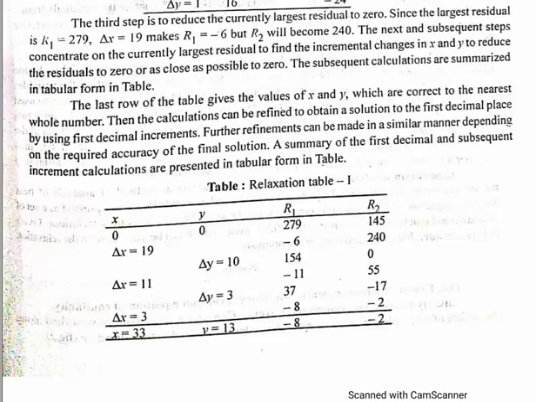For the change of x equal to 3, then R1 is minus 8 and R2 is minus 2. That implies that x changes to 33, and y is equal to 13. The values of minus 8 and minus 2 will be gained from the system.